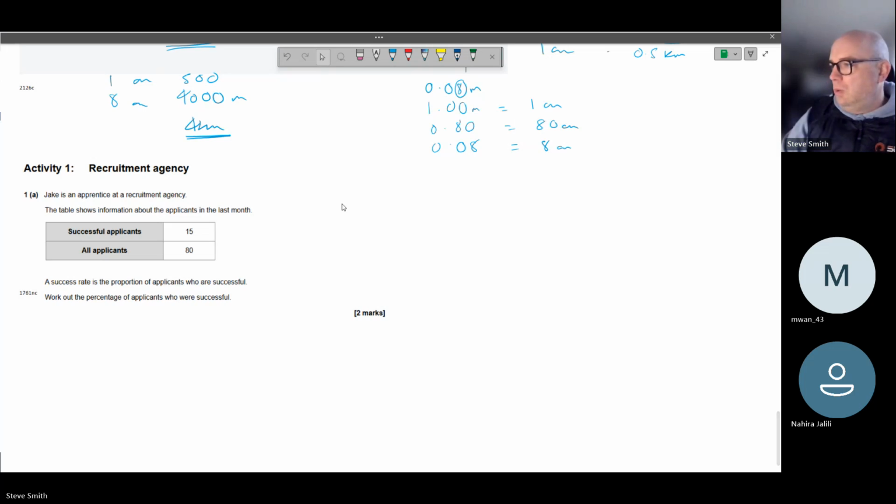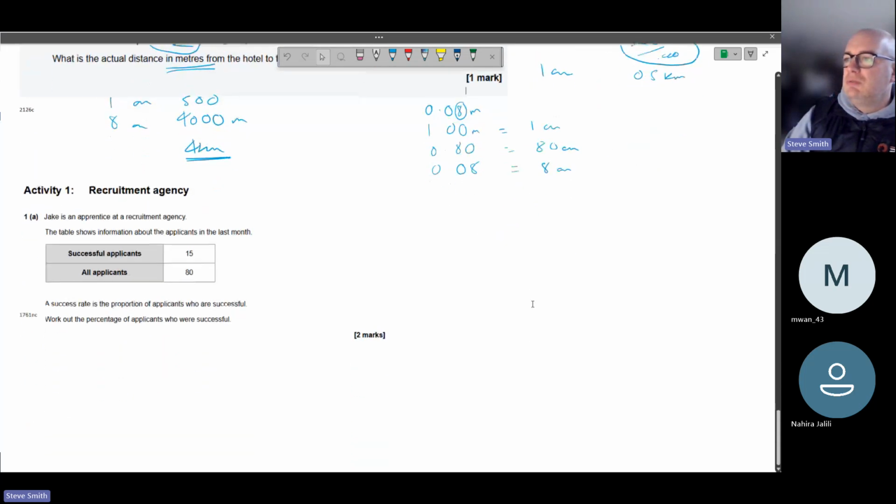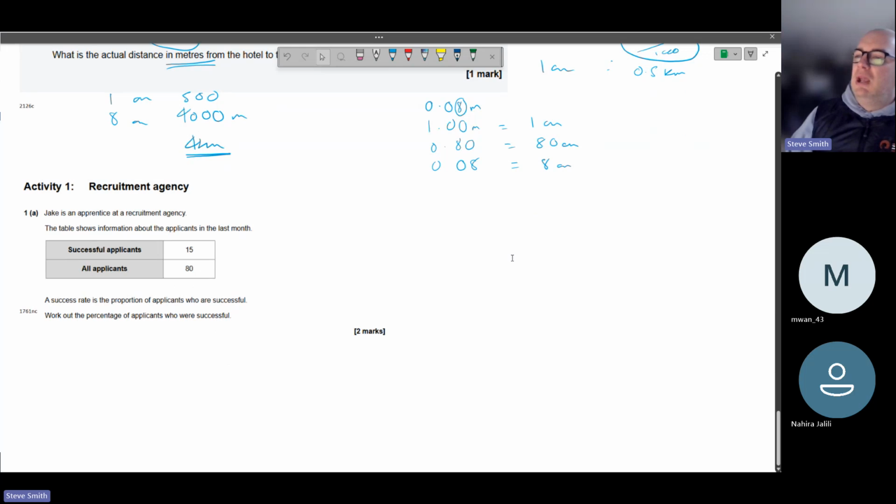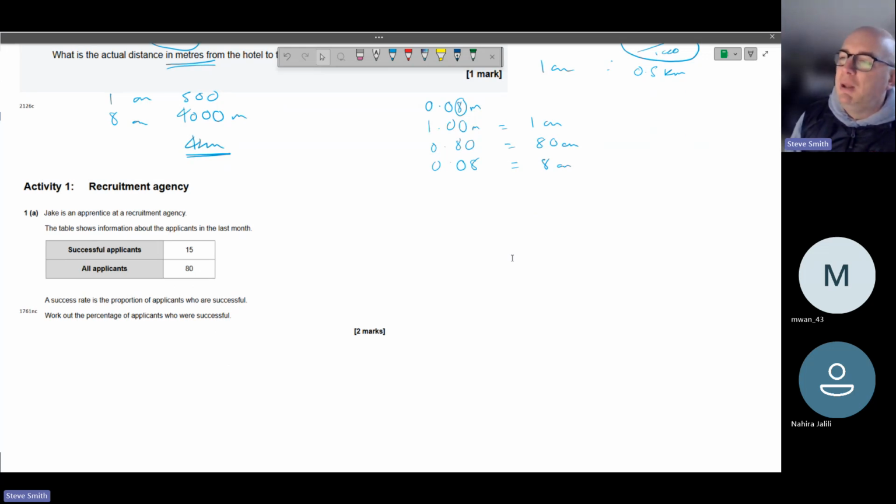Okay, last question. We've got through these really well, actually. That's really cool. Recruitment agency. Jake is an apprentice at a recruitment agency. The table shows information about applicants last month. Success rate is a proportion. So we've had the proportion word before, of applicants who are successful. Work out a percentage. So above, when it was talking about plane seats, we didn't get it to the percentage stage. We got it to the decimal stage. So it's saying here there's 15 as a fraction of 80 people that are successful at getting a job.